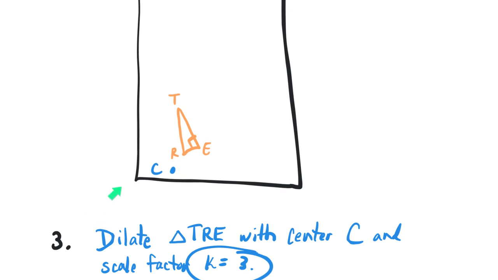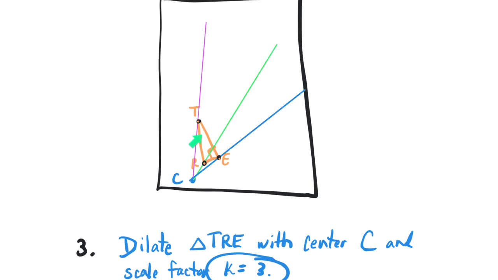The next thing that groups did at the board was dilate the orange triangle with center C and a scale factor of 3. So students reviewed doing that in groups, and in a nutshell, it looked like this. For every one of the 3 vertices, we draw a line from the center through that vertex. Keep going. From the center through that vertex right there. Keep going. From the center through that vertex. Keep going.